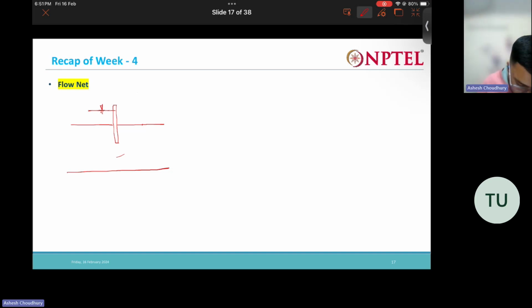So if I want to draw the flow lines, it will be something like this here. In that case, 1, 2, 3. Then we will have the equipotential lines.